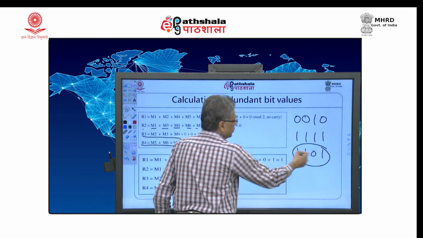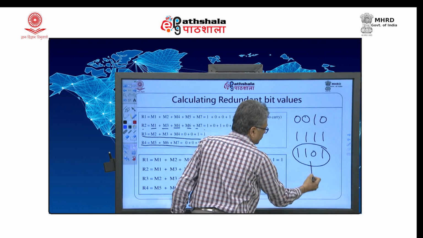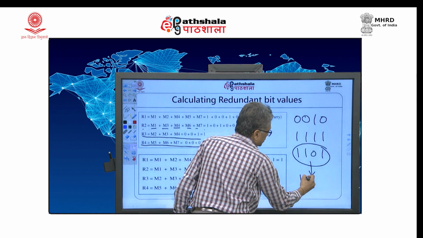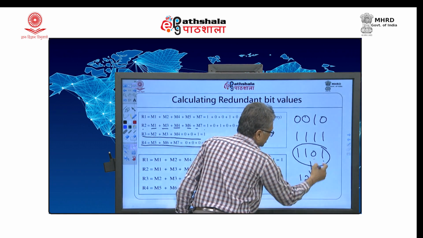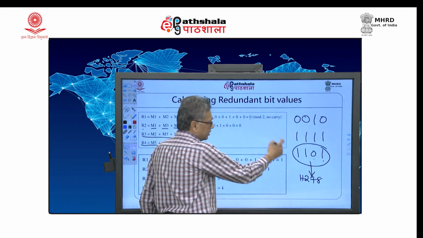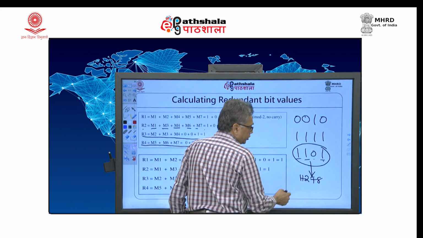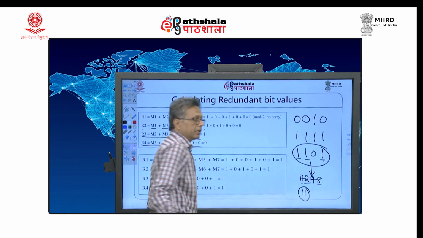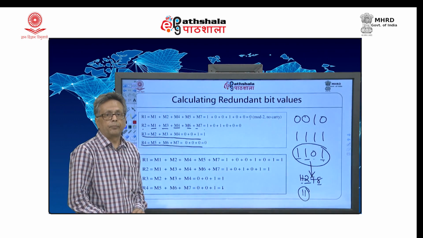What do they represent? Each bit represents something. So, this is the first, this is bit 2, this is 4 and this is 8. If I add their respective positions, 1 plus 2 plus 8, that makes it 11. That means the 11th bit is inverted.